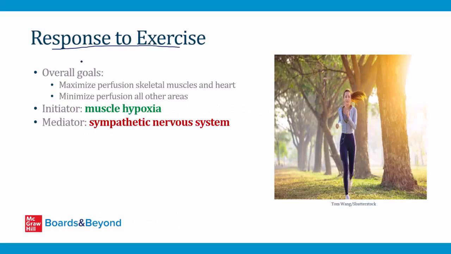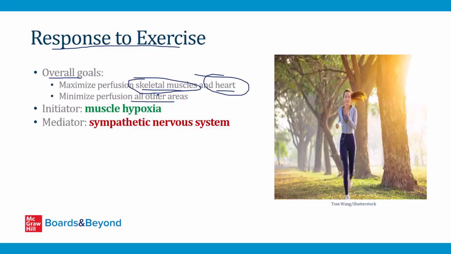So the first thing you need to understand is that the body's overall goals when you're exercising are to maximize perfusion of skeletal muscles and the heart. You need perfusion of your muscles so you can exercise. You need perfusion of your heart so that you can maintain blood flow to your exercising muscles. But then also the body's goal is to minimize perfusion to other areas, and we'll talk about how that happens.